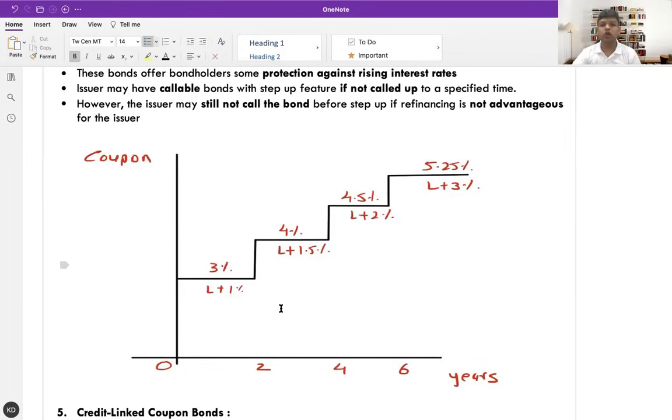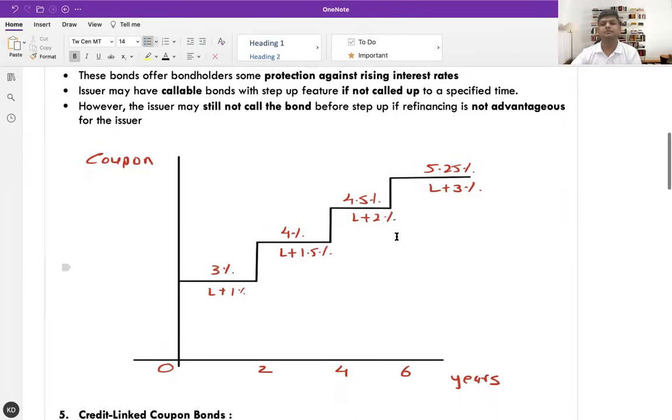Let's say for the first 2 years, the coupon is fixed. Fixed means 3% or LIBOR plus 1. It can be anything, floating or fixed. But for 2 years, it won't change. Then it will remain constant from 2 to 4, then from 4 to 6, and so on. So the coupon is increasing in stages. Are you getting it? That is called step up coupon bonds. It looks like steps, right?